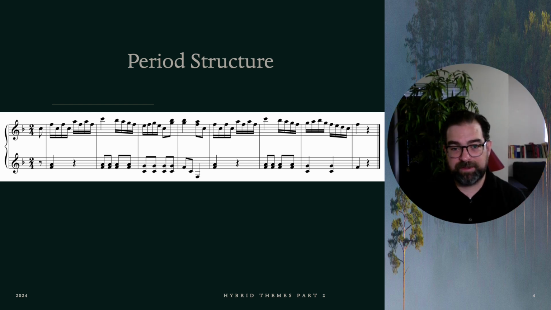Now that we've listened to the example at what could be considered a normal tempo, let's go ahead and slow it down and listen one more time.